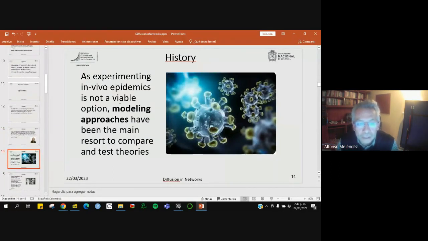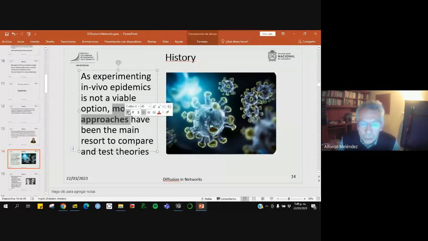This is very important, guys. Experimenting in vivo with epidemics is not a viable option. It's impossible to do. We cannot experiment with people and epidemics, okay? So there has to be a modeling approach. There's no other way. So modeling approaches have been the main resort to compare and test theories about how a disease is diffused, okay?